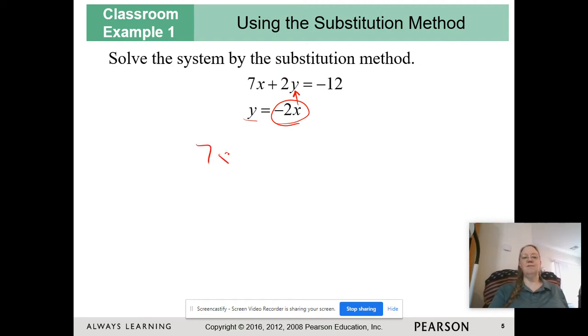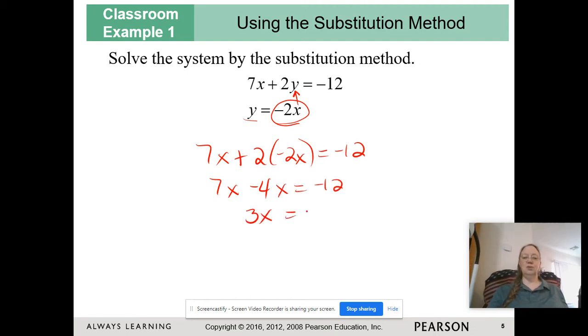It's going to look like this, 7x. I'm going to replace my y with my -2x. And I'm going to solve this for x. So I have 7x minus 4x is equal to -12. I combine like terms, and I divide by 3. And I get an x of -4. That doesn't mean I'm done.